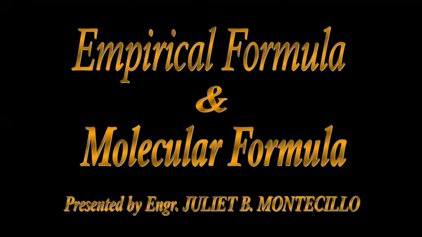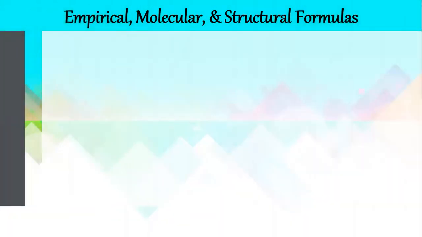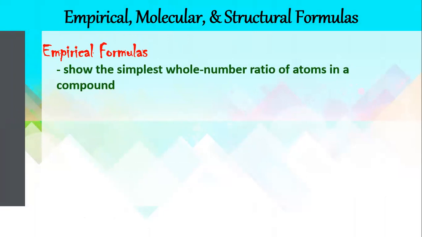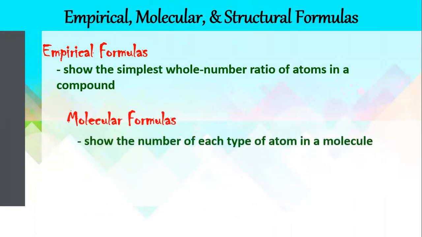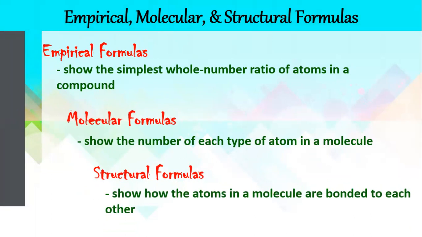Good day, everyone. So today I will discuss empirical and molecular formulas. Okay, so there are three main types of chemical formulas: empirical, molecular, and structural formulas. Empirical formulas show the simplest whole number ratio of atoms in a compound, while molecular formulas show the number of each type of atom in a molecule. And structural formulas show how the atoms in a molecule are bonded to each other.